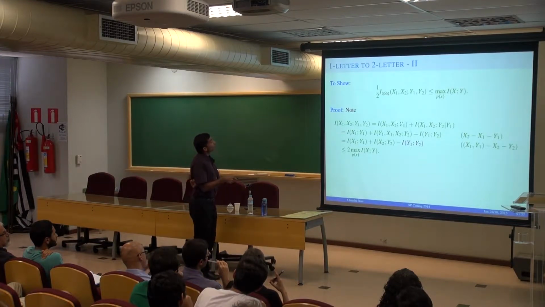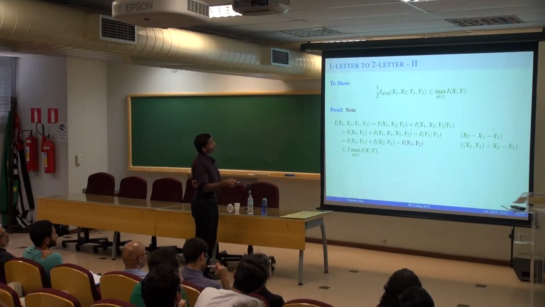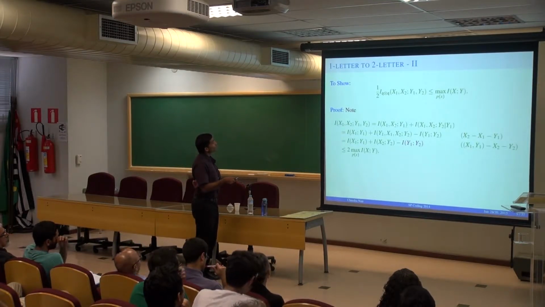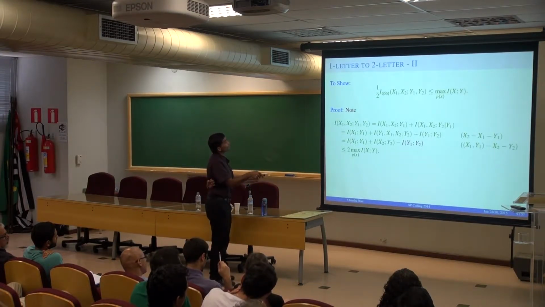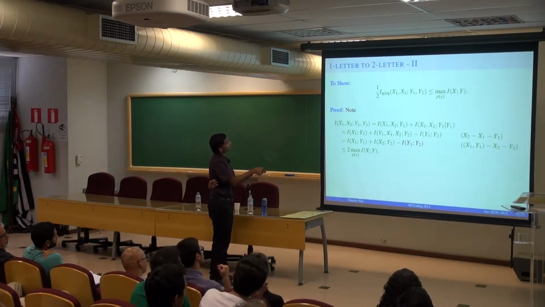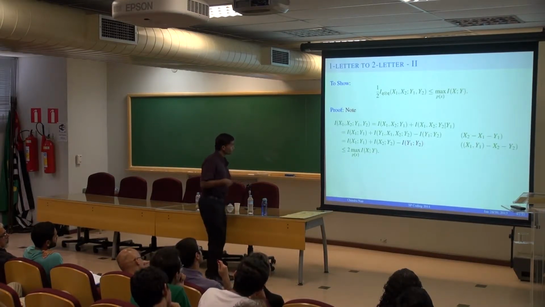Now, y1 is the output of channel 1. It depends only on the input of channel 1. That's the memoryless property, so I can drop x2 because that's a Markov chain. So I get I(x1; y1) plus, for the second part, I just bring y1 up here. But then I'll subtract this. It's an equality. I'll subtract this.